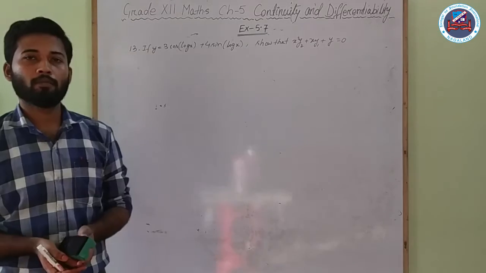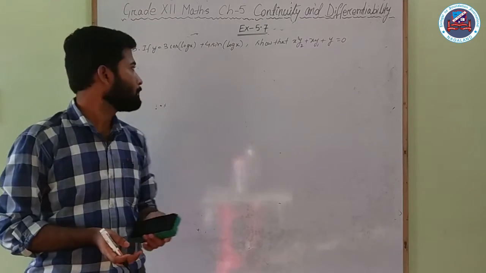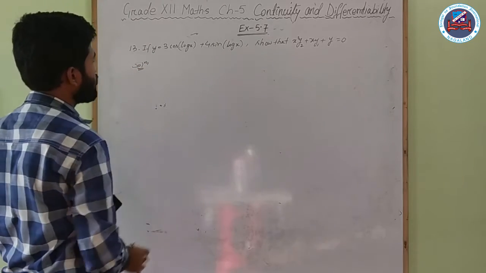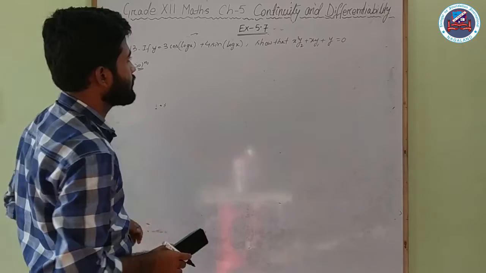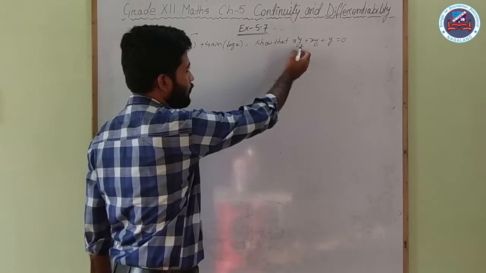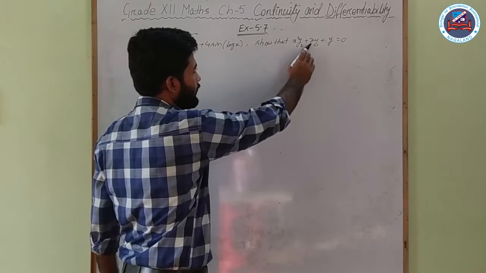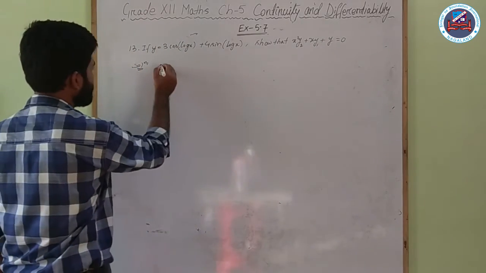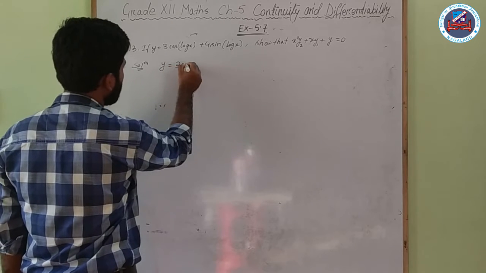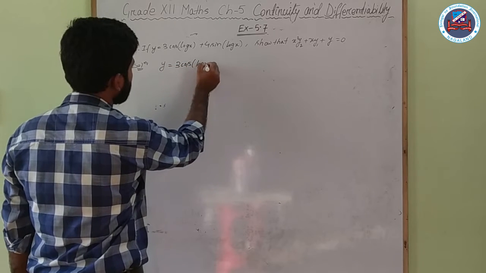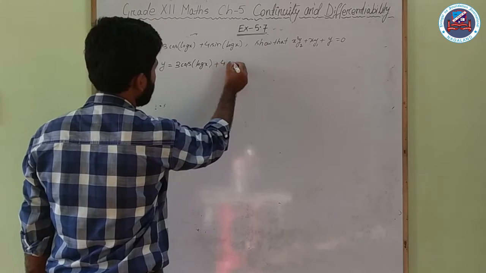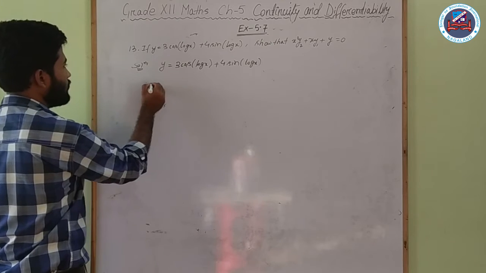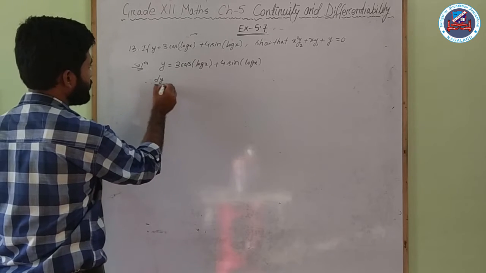Fine. Now let us see question number 13. Here it is given y is equal to 3 cos log x plus 4 sin log x. So we need to show that x square y2, means the second derivative, plus x y1, the first derivative, plus y is equal to 0. Let us see, here given y is equal to 3 cos log x plus 4 sin log x. Now what will be the derivative?